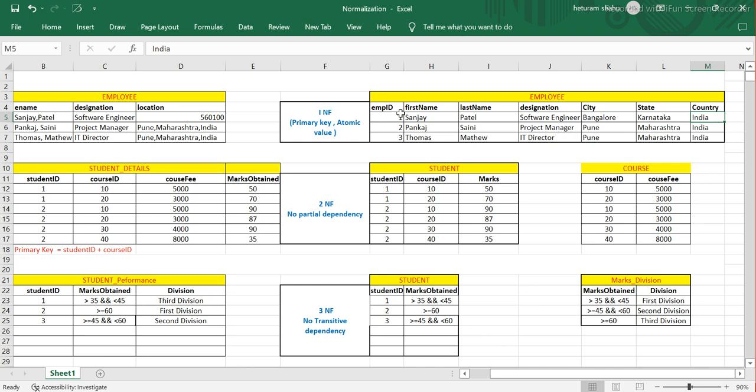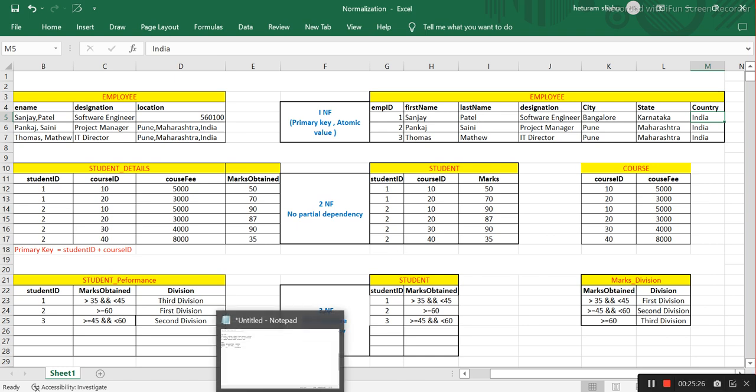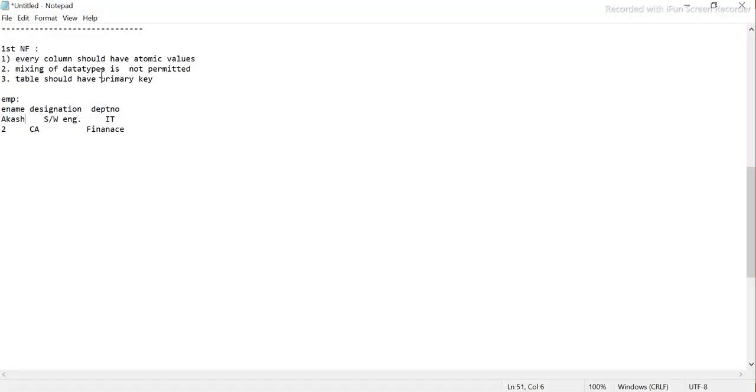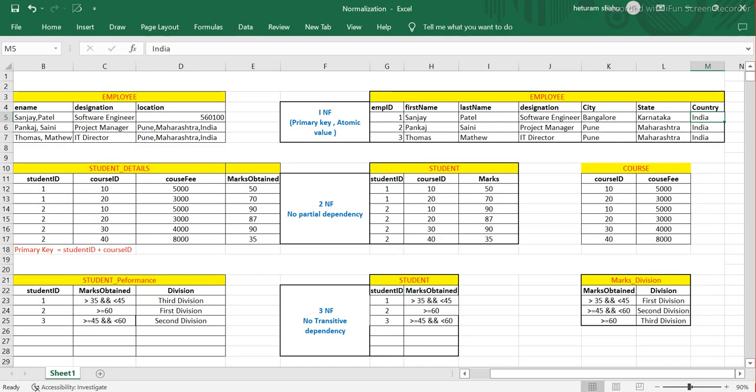All right. So this is how we actually try to remove this. We try to satisfy this atomic value, right? So now this is in. So this is the first rule, right? About the first rule. The second rule says that we should not have mixed data types. Mixing of data types is not permitted in a column. In this column, if you see, this is mixing of data types. This is completely integer and these are characters, alphanumeric, and this is completely numeric. This is not allowed, right? So this data type, we cannot have it.